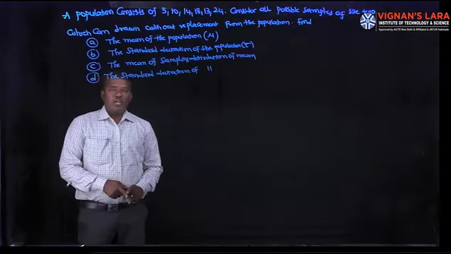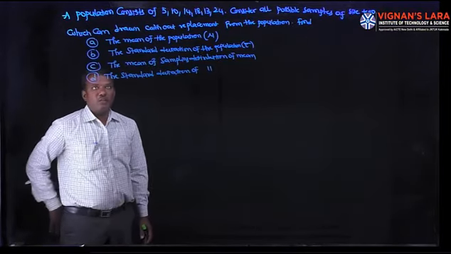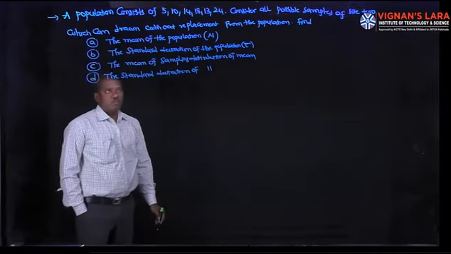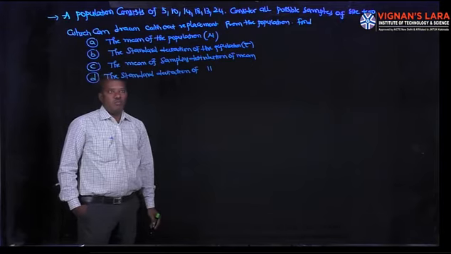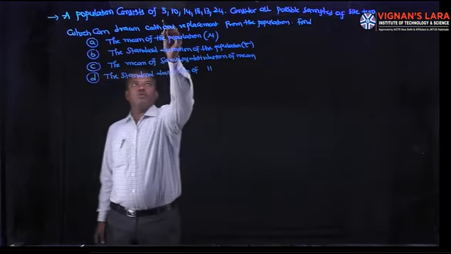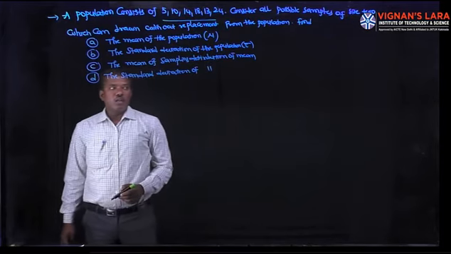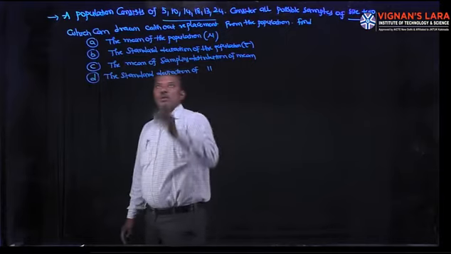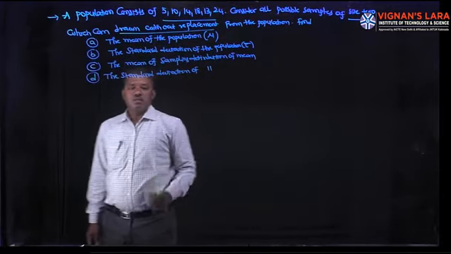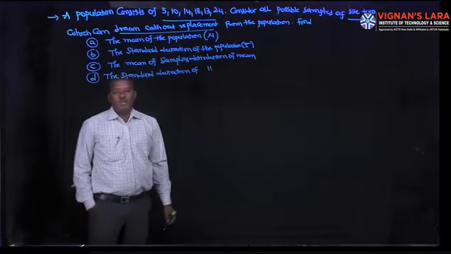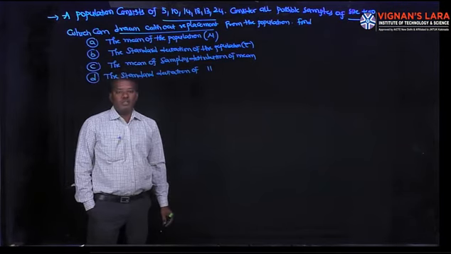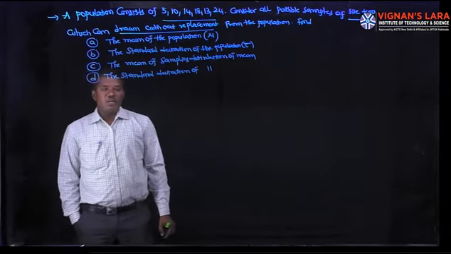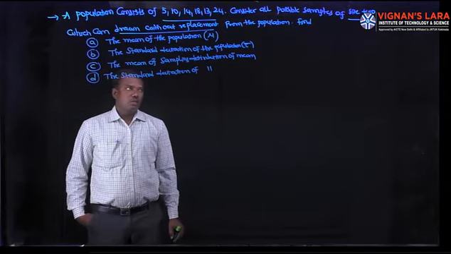Now coming to the actual problems on sampling distribution of mean. The very first problem: a population consists of 6 elements 5, 10, 14, 18, 13, 24. Consider all possible samples of size 2 drawn without replacement. Then calculate 4 parameters: the mean of the population, the standard deviation of the population, the mean of the sampling distribution of mean, and the standard deviation of the sampling distribution of mean.